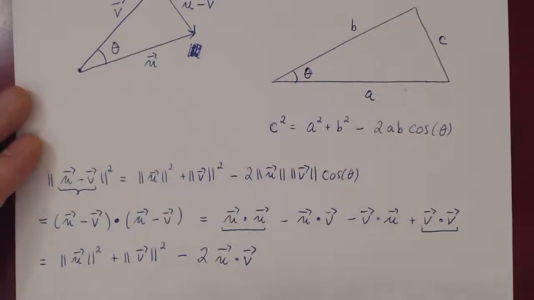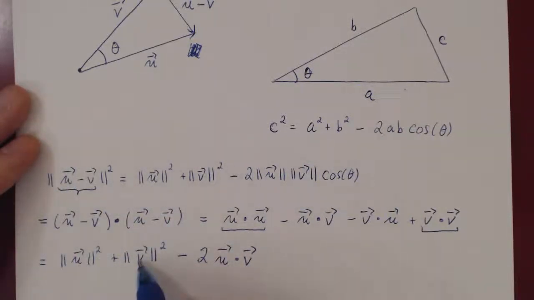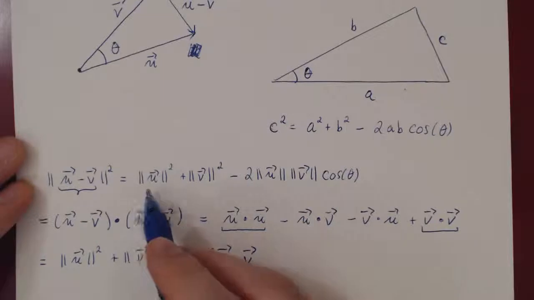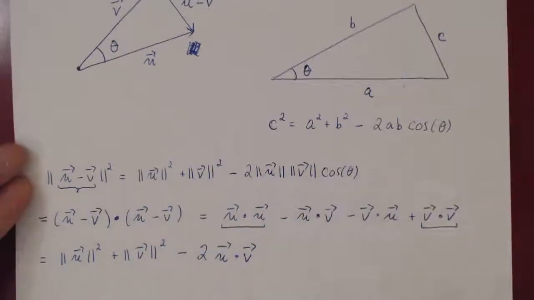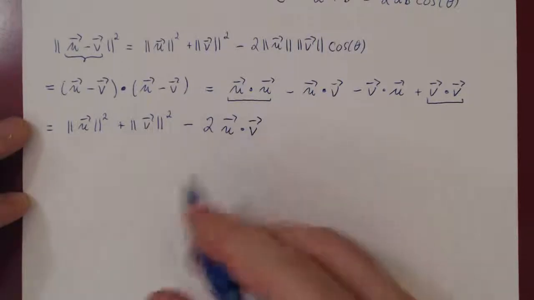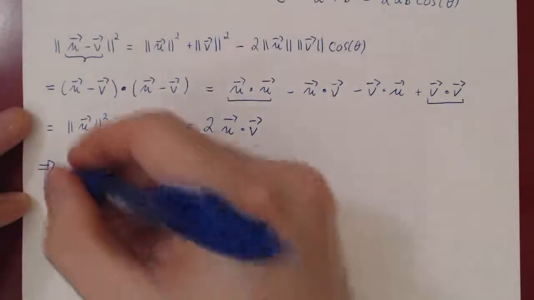And now, this is again our left-hand side. Norm of u squared plus norm of v squared minus 2 times u dot v. Let's equate this back to the right-hand side and see if we can simplify. So this is our conclusion, or at least we're heading towards our conclusion.